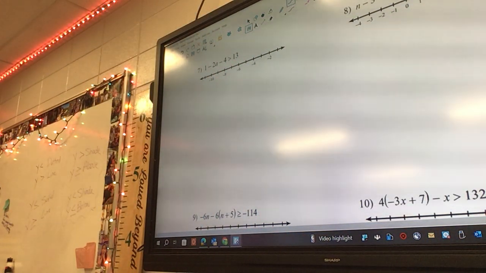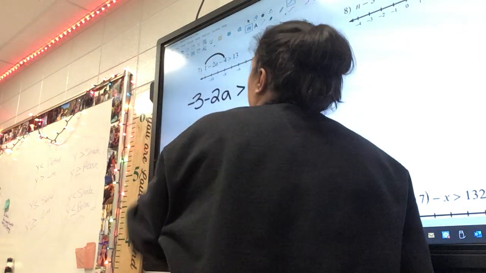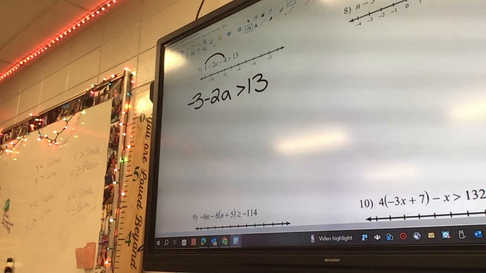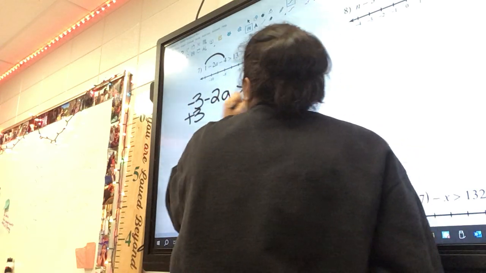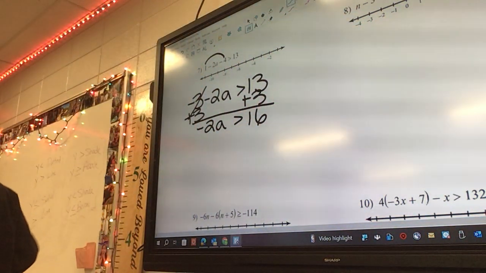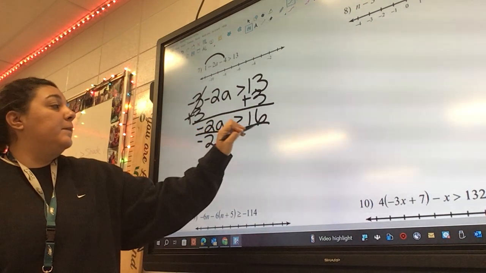Okay, number 7. What needs done first? Combine the people. So 1 and a negative 4 is going to give me a negative 3 minus 2a and a 13. Okay, and then what? Add 3. So I'm going to get negative 2a and a 16. Then what? Divide by -2. Do we need to flip? Yes.